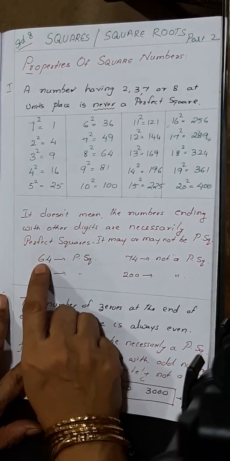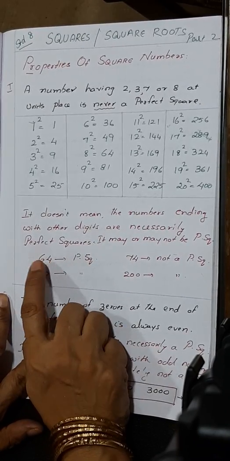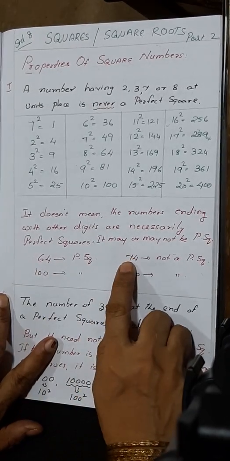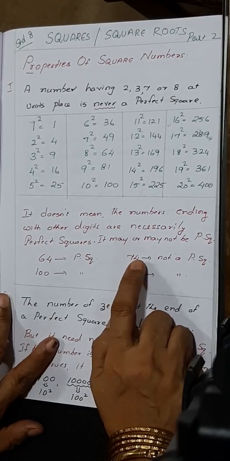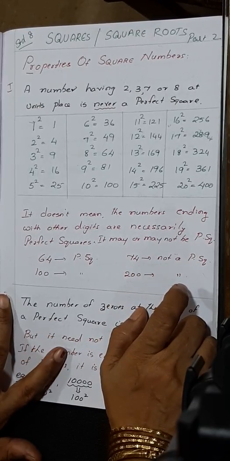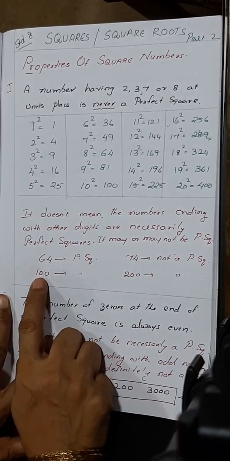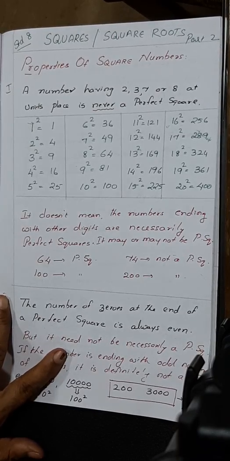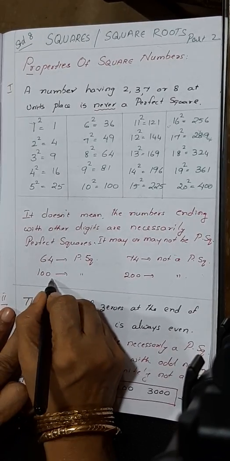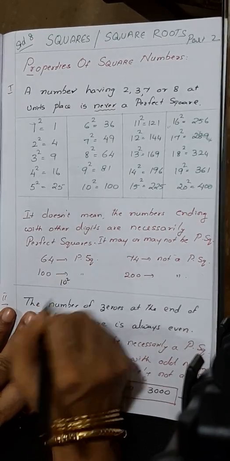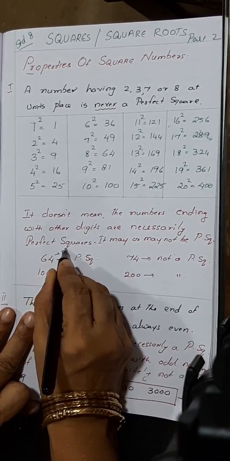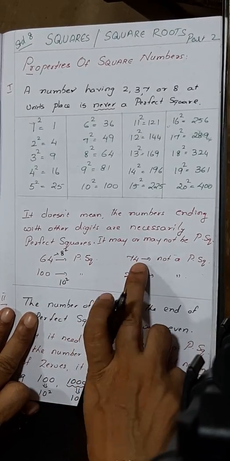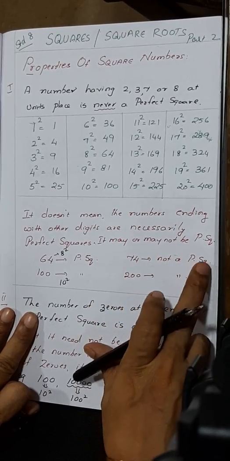For example, 64 is a perfect square, you can write it as 8 squared. But 74 is ending with 4 and is not a perfect square. Similarly, 100 is a perfect square, as 100 can be written as 10 squared. But 200 you cannot write it so, though it is ending in 0. Ending in 4 or 0 does not mean it is a perfect square.